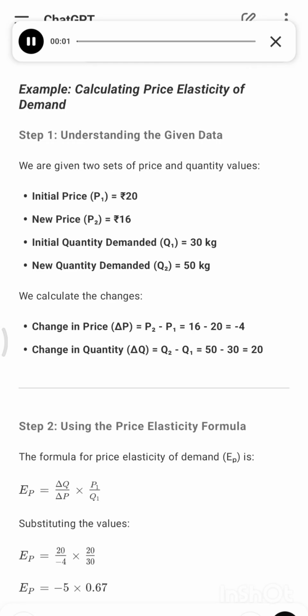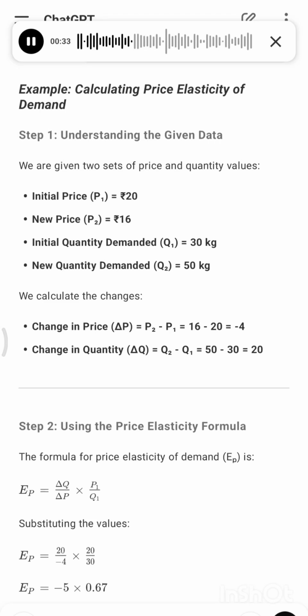Example: calculating price elasticity of demand. Step 1. Understanding the given data. We are given 2 sets of price and quantity values. Initial price, P1 equals 20, new price, P2 equals 16, initial quantity demanded Q1 equals 30 kilograms, new quantity demanded Q2 equals 50 kilograms. We calculate the changes. Change in price, delta P equals P2 minus P1 equals 16 minus 20 equals minus 4. Change in quantity, delta Q equals Q2 minus Q1 equals 50 minus 30 equals 20.